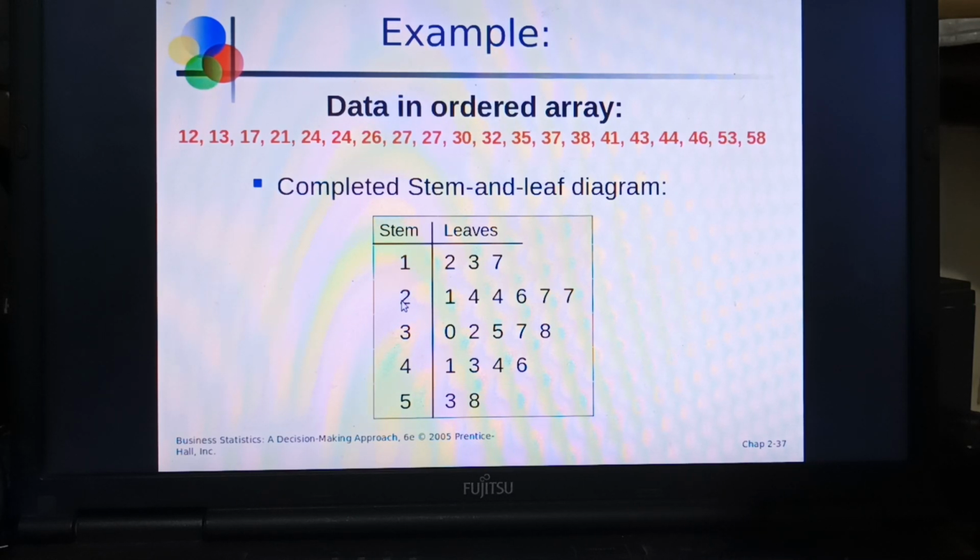Remember, this is tens, so this 2 here represents times 10. It's 20. So you can read this as 21. This 2 and 4, you can read it as 24. There's another 4, here's another 24. It's 26 here, 20 plus 6, and then 2 27s.